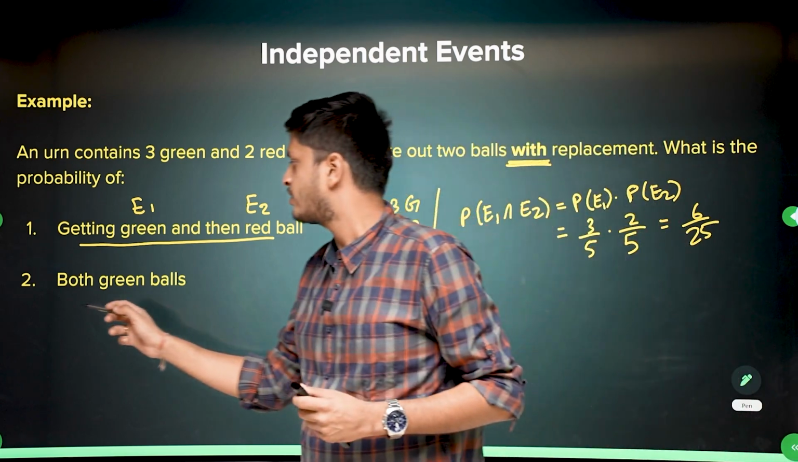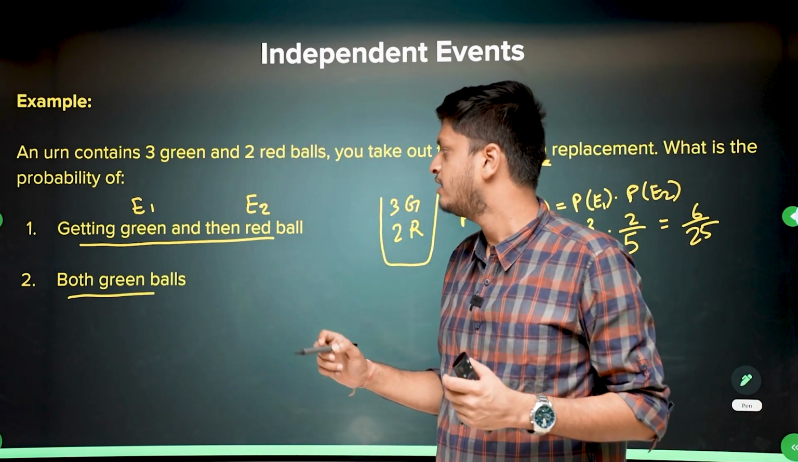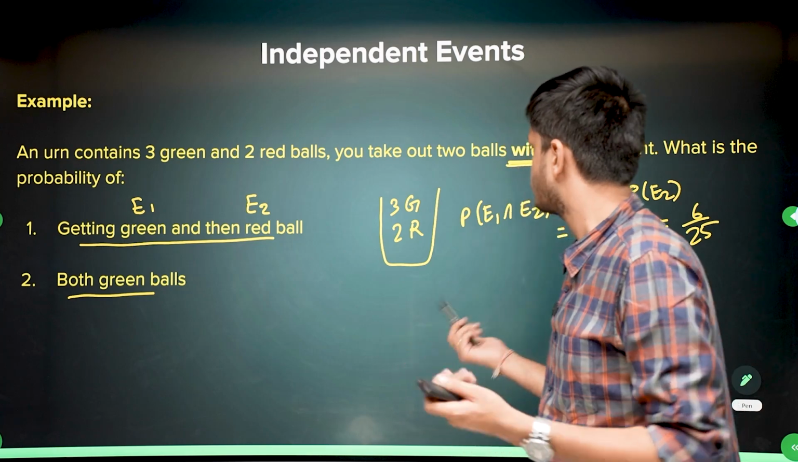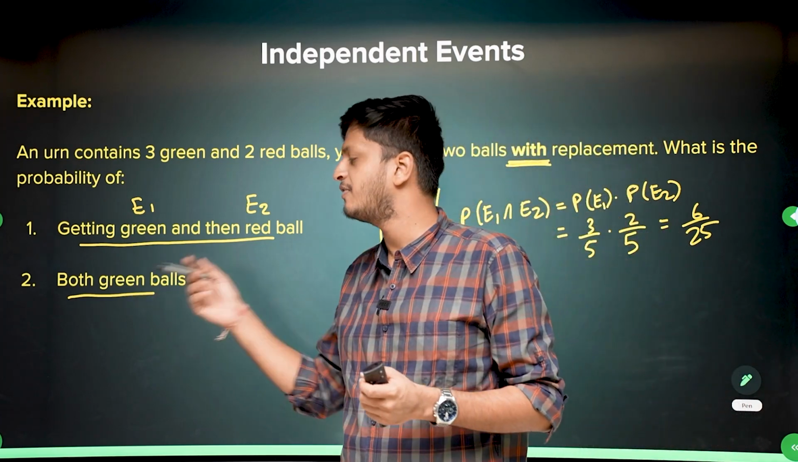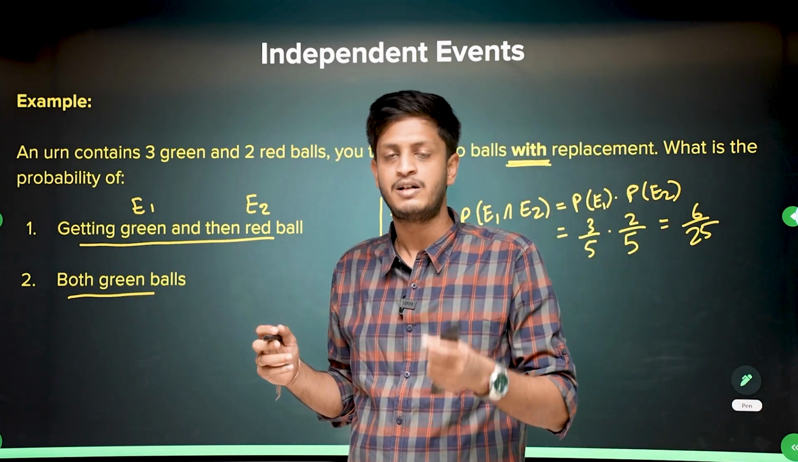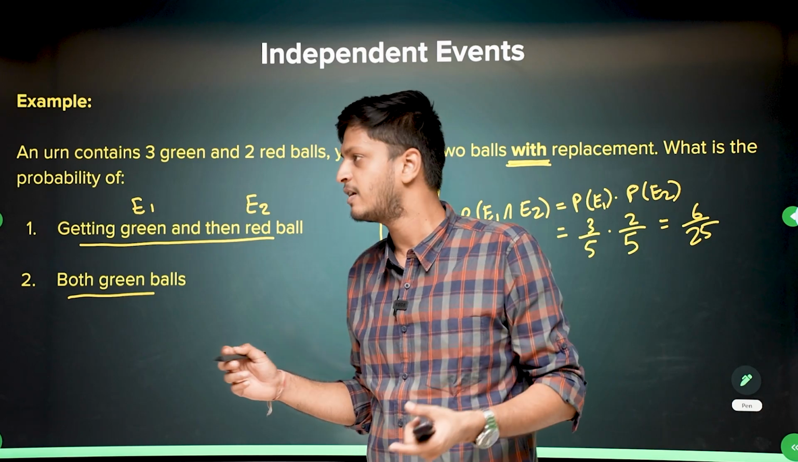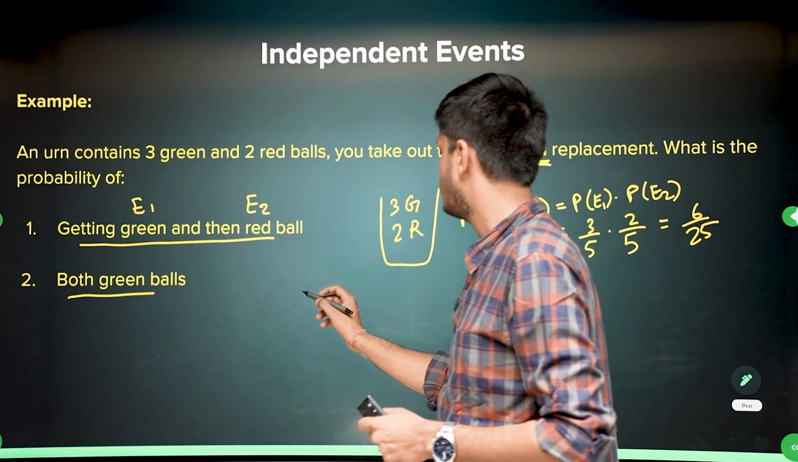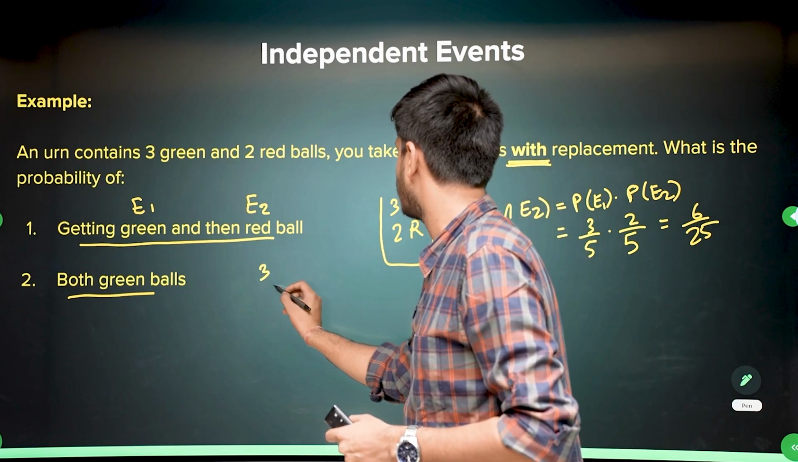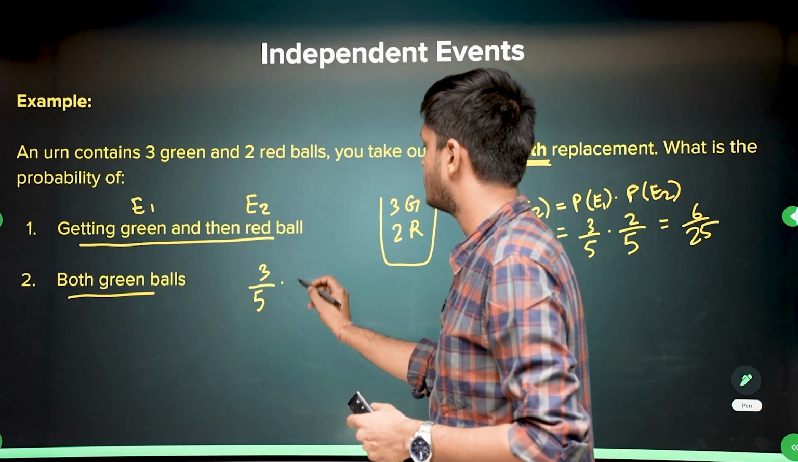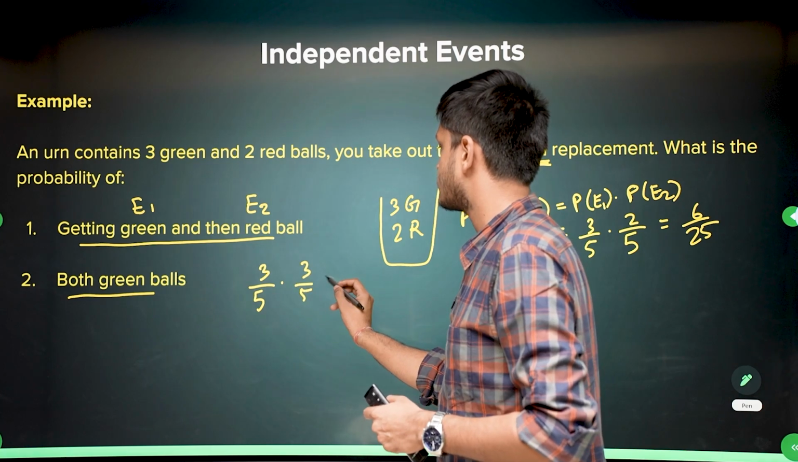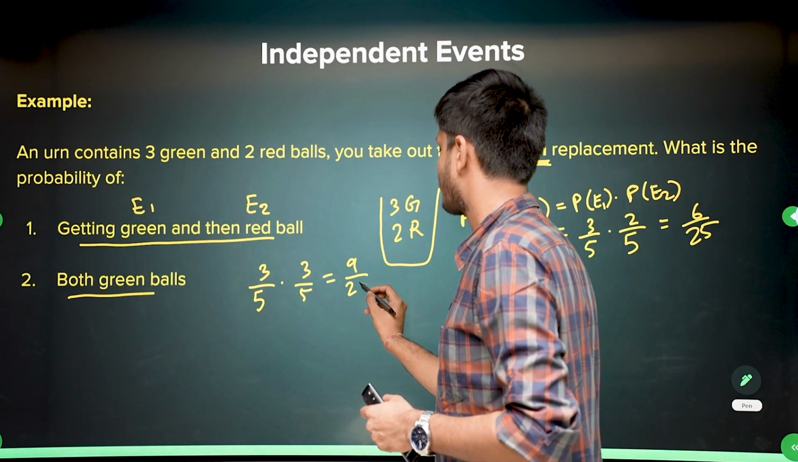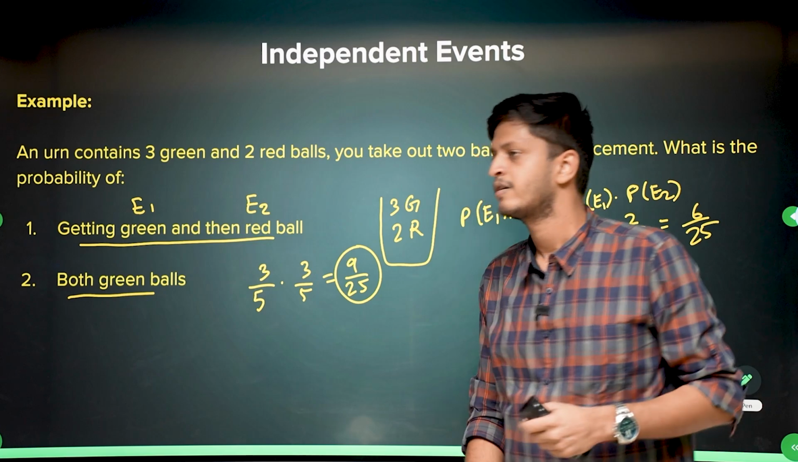Okay. Now the second case is getting both green balls. So it will still be the same. Let's say E1 is the event of getting a green in the first attempt and E2 is getting a green ball in the second attempt. So the probability of E1 intersection E2 will be what? The probability of E1 times the probability of E2. In the first attempt it is 3 by 5. In the second attempt it is again 3 by 5. So it is 9 by 25. Right?